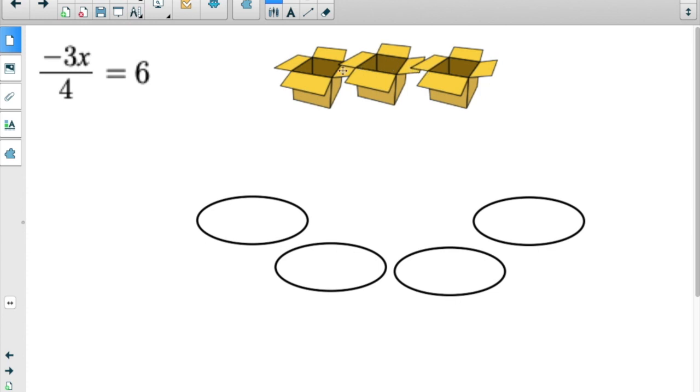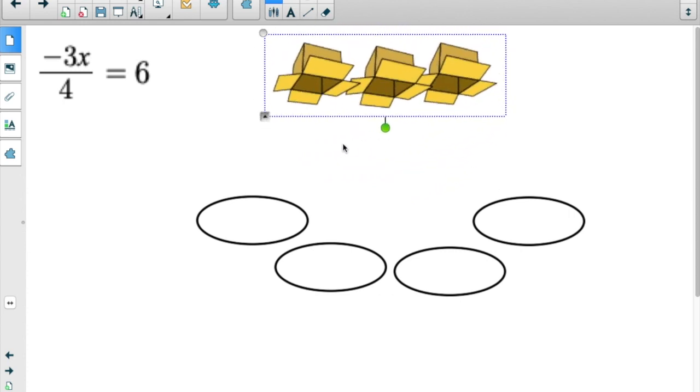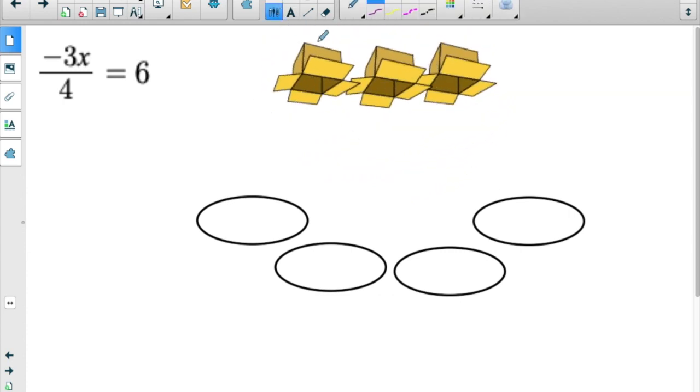Okay, and the way we're going to illustrate this example is -3x represents 3 boxes of negative objects divided amongst 4 people. That's the best way to think about this. Now, imagine I take all the objects in the boxes and I dump them out on the floor. And then 4 people come around and they pick up all the objects so that each person has an equal amount.